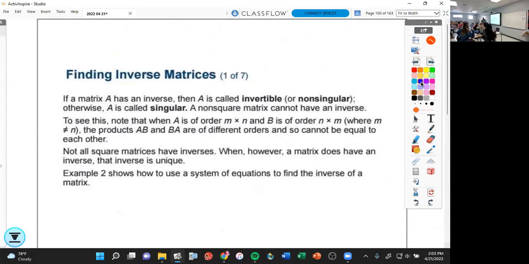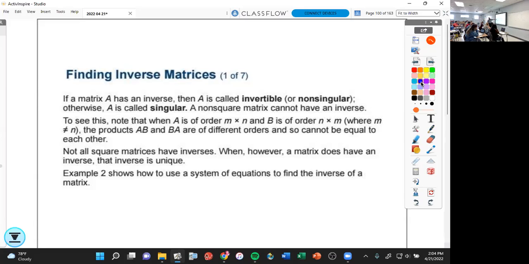Okay. If matrix A has an inverse, then A is called invertible or non-singular. If it does not have an inverse, it's called singular. A non-square matrix cannot have an inverse. Does a 2 by 3 matrix have an inverse? Never. Okay. How about a 3 by 4? No. Never. 4 by 4? Yes. Could. Or maybe not.